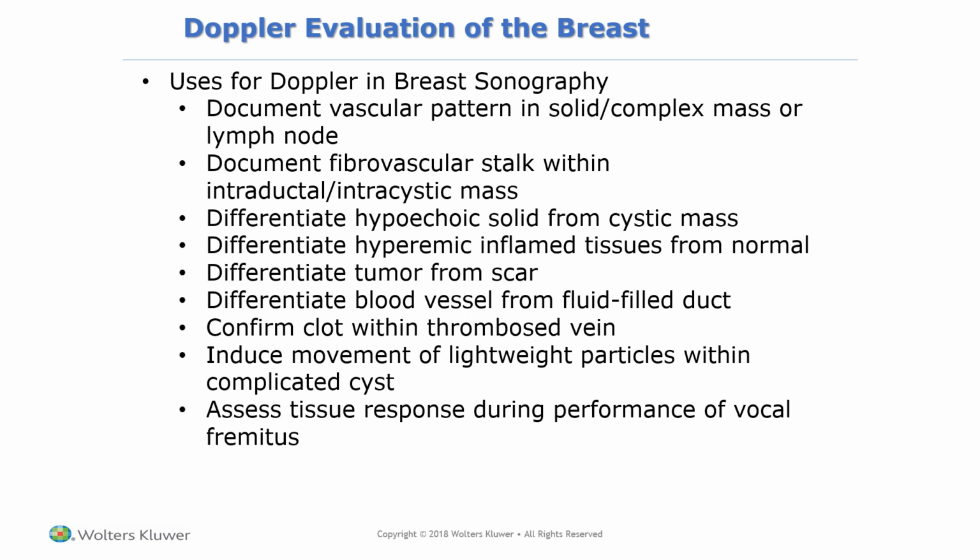And then finally, it allows tissue response during the performance of vocal fremitus. Vocal fremitus would be having your patient make a humming type sound, like as you scanned. And that humming sound coming from the chest would cause the tissues to vibrate if they're normal tissues. If you had a solid adhered mass that was most likely going to be cancerous, then that particular tissue wouldn't vibrate. And we have an example here.